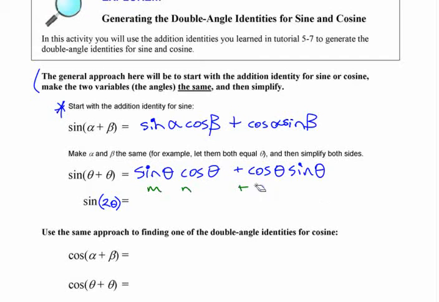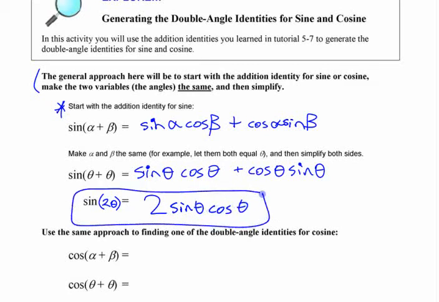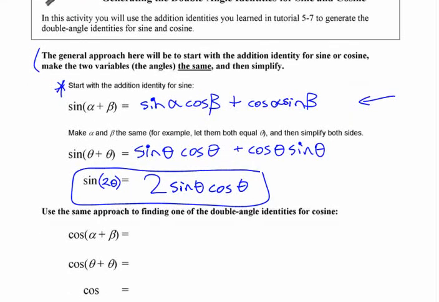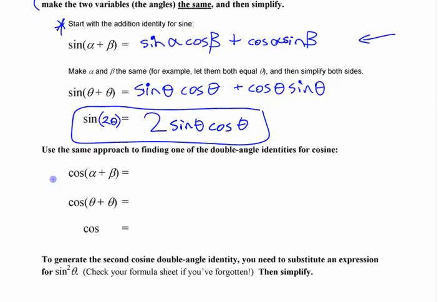Yeah, two of those, right? So what you have here is 2 sine theta cos theta. That's that identity that I wrote for you on the first page, right? That's what it is. You can see where it comes from. You can do a similar thing for cosine. I'll leave you to do that for yourself, but it's going to look different. It's going to look like what we had on the first page.